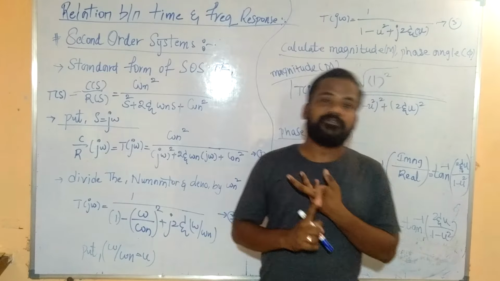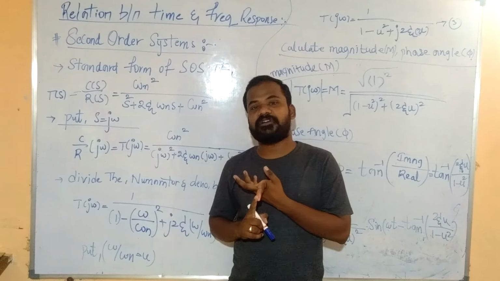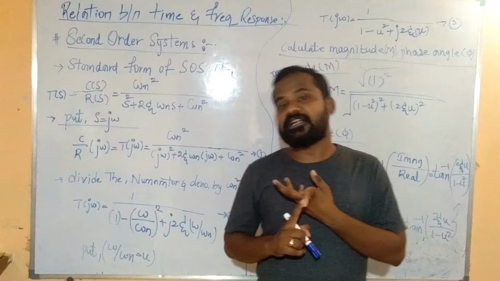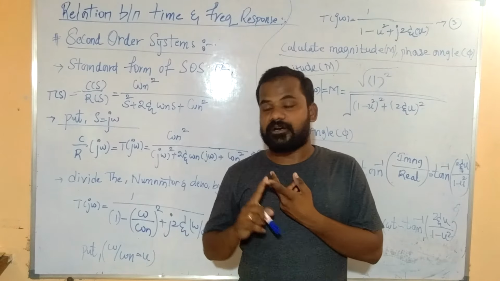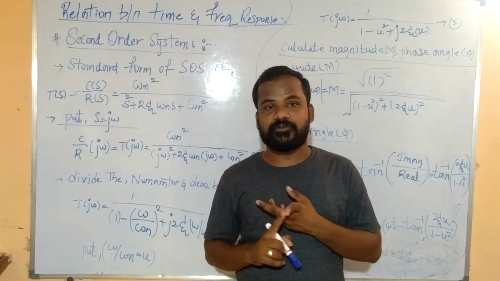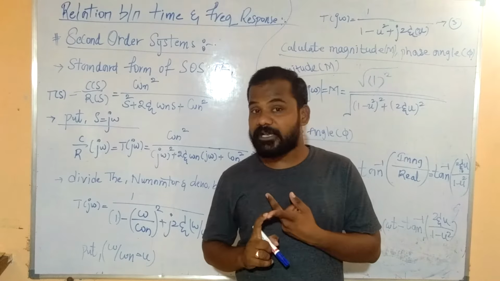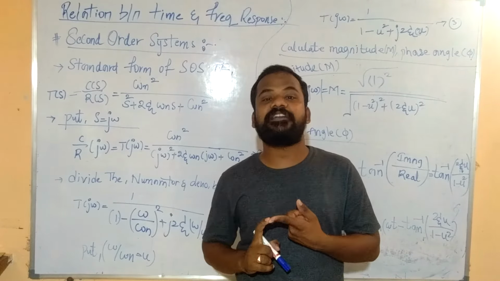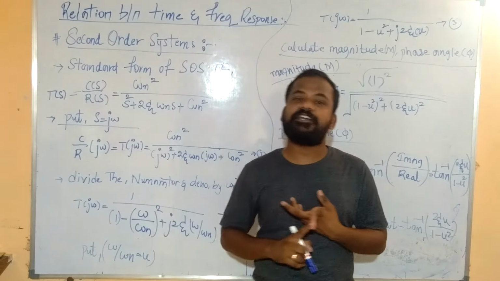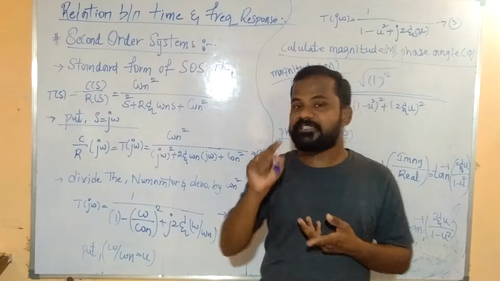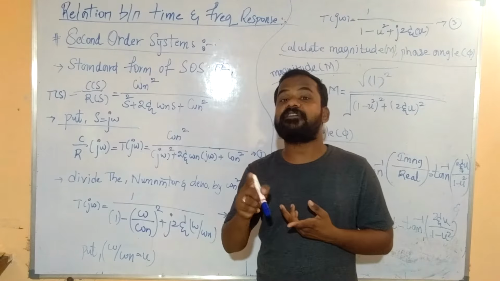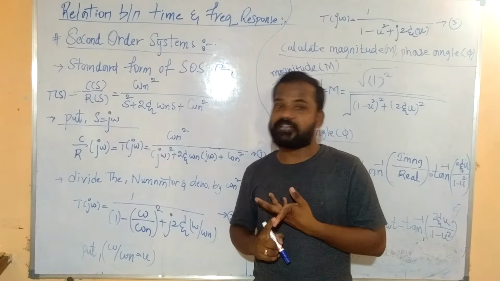So first order means what? Whenever we get the transfer function, for example, the relation between output and input, T of s is equal to C of s by R of s, that is equal to 1 divided by Ts or 1 divided by 1 plus Ts. So this transfer function is the first order system transfer function.